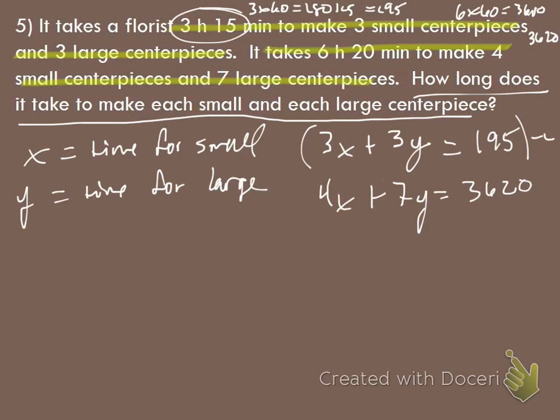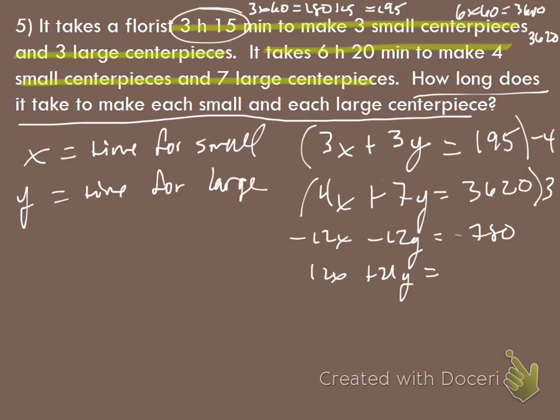Elimination again, multiply by -4 and +3. And the first equation turns into that. Second equation turns into that. Add those, you get 0. This becomes 9y equals 10,080. Divide by 9. All right, so the answer I'm getting is very wrong. It doesn't make any sense.